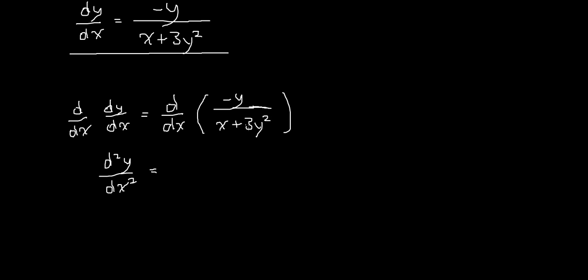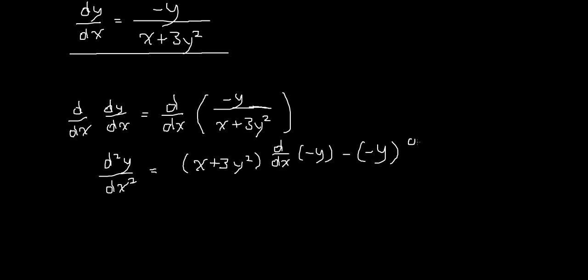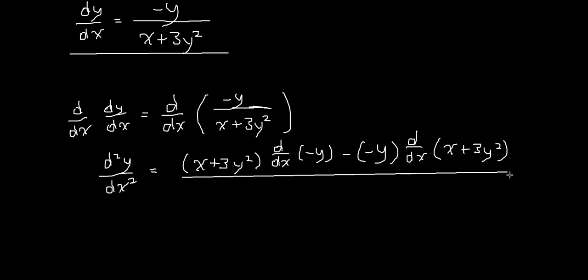So if you remember the quotient rule, it's the bottom, x plus 3y squared, times the derivative of the top, so d over dx of negative y, minus the top, so negative y, times the derivative of the bottom, d over dx of x plus 3y squared. And this is all over the bottom squared. So x plus 3y squared, all squared. Oh, that's not looking very nice.